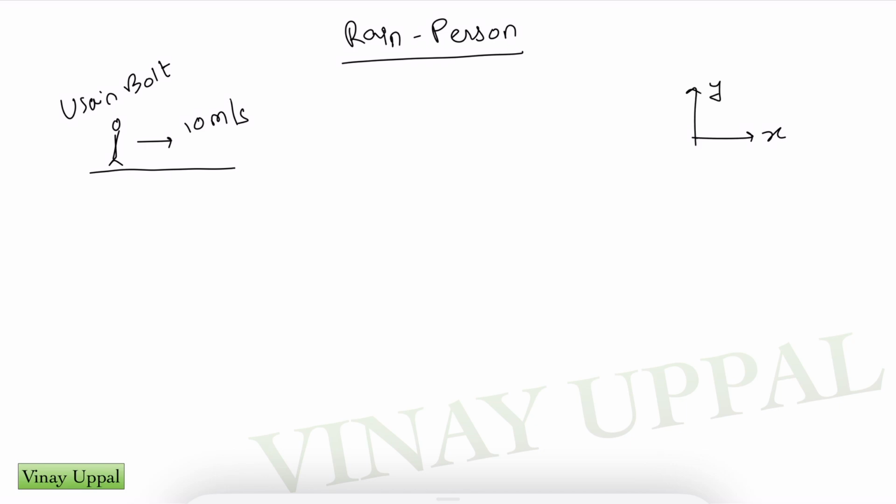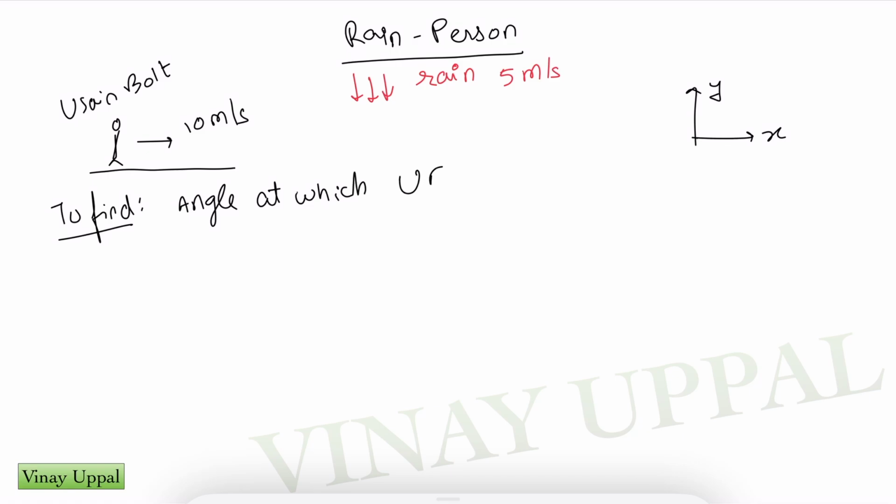And let's say rain is falling at 5 meters per second. So rain is falling vertically at 5 meters per second. The question that can be asked is, I'm going to find the angle at which Usain Bolt should hold the umbrella. He has an umbrella to obviously prevent getting wet.